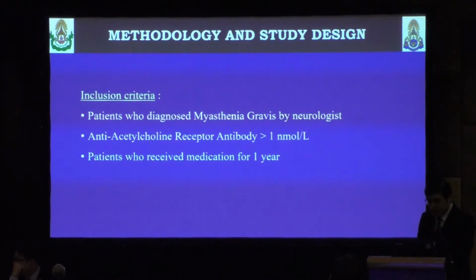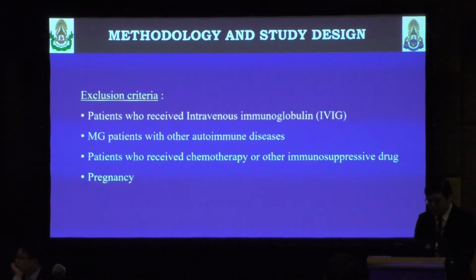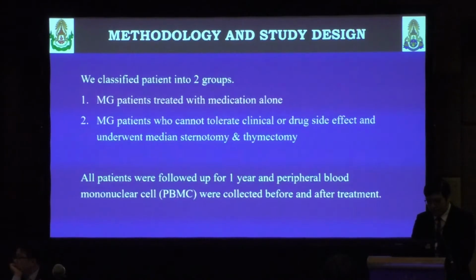Inclusion criteria: we study patients who were diagnosed with MG by a neurologist, with anti-acetylcholine receptor antibody above 1 nanomole per liter, and who received medication for 1 year. Exclusion criteria: we exclude patients who receive intravenous immunoglobulin, have other autoimmune disease, or receive chemotherapy or other immunosuppressive drugs, and pregnant patients are also excluded.